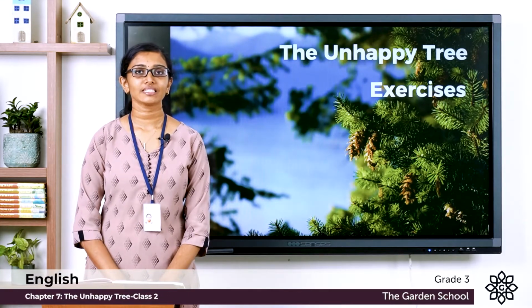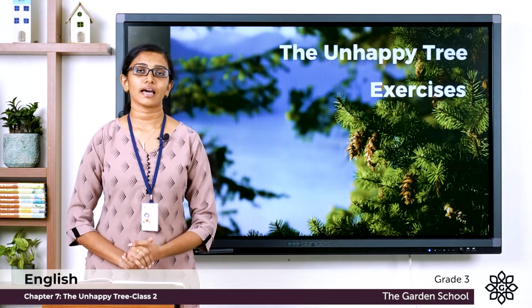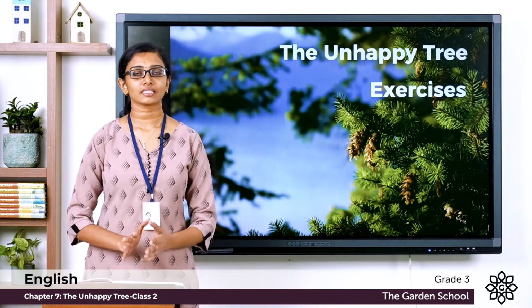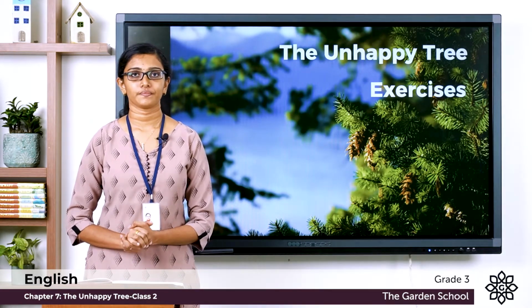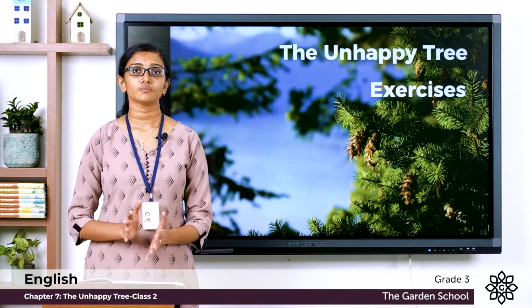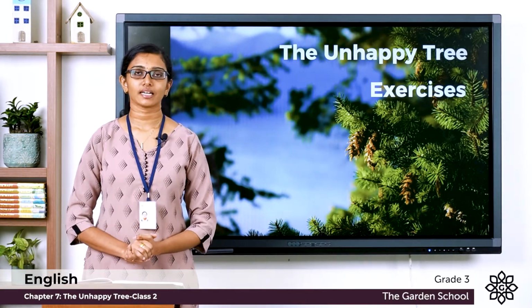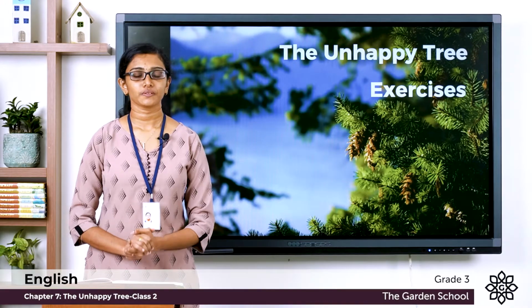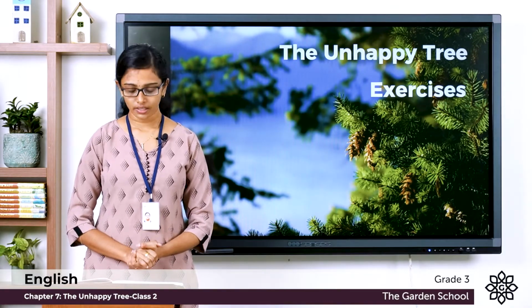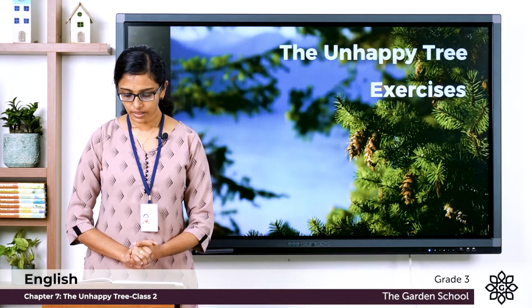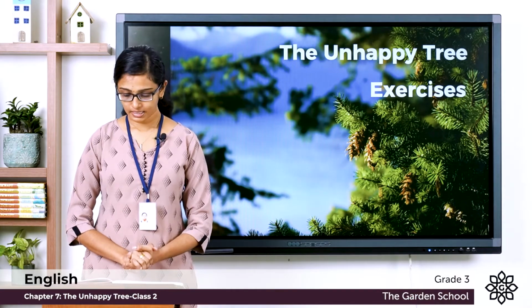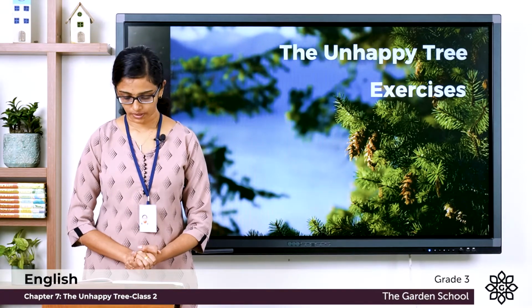In the previous class, we learned the story, The Unhappy Tree. Today we will see the exercises from the chapter. Before that, all of you, please read the story once again and then come back to the exercise. Let's move on to the first set of questions. It's reading comprehension. With your elbow partner, complete these sentences with details from the story.